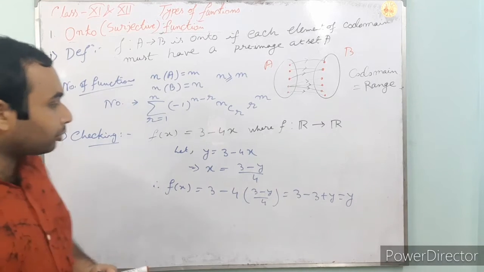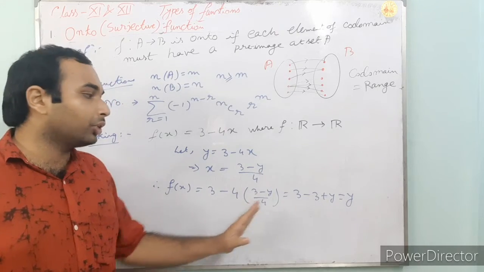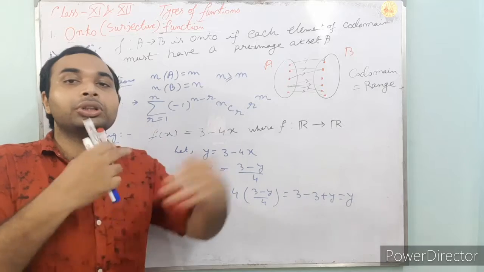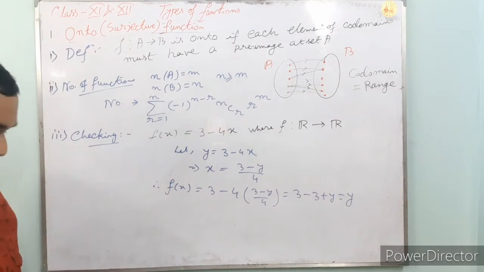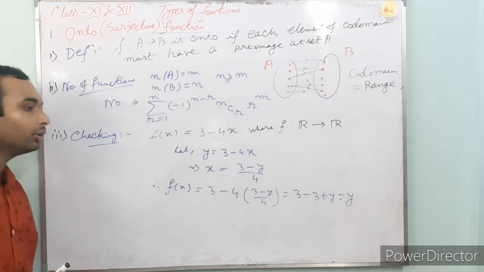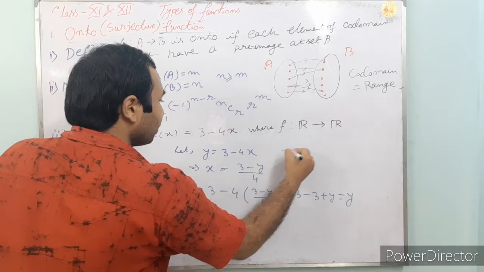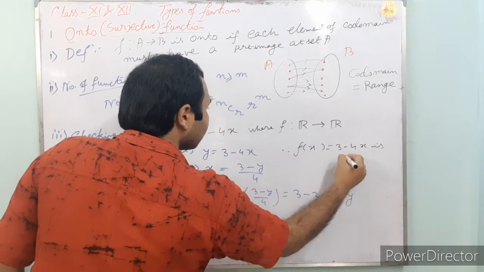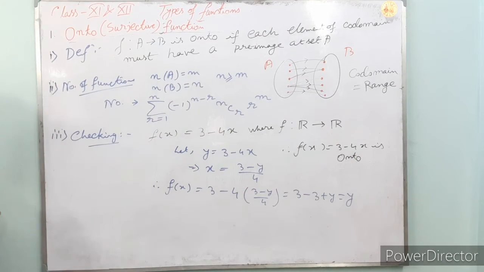So what we have done is started from the pre-image and we have got the image here. This is the way we have to do it, in the reverse process of the one-to-one function. So here we can say that the function f(x) = 3 - 4x is onto.